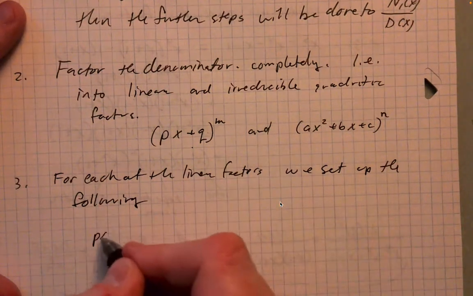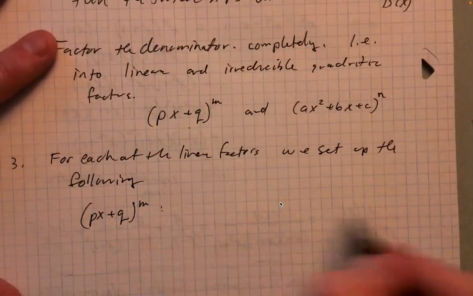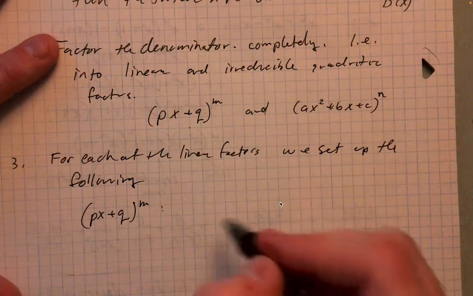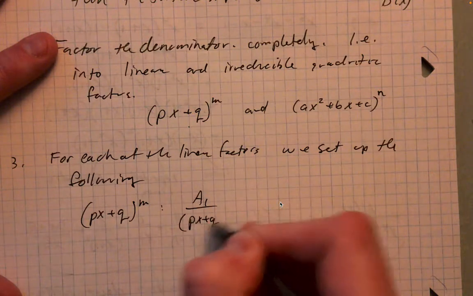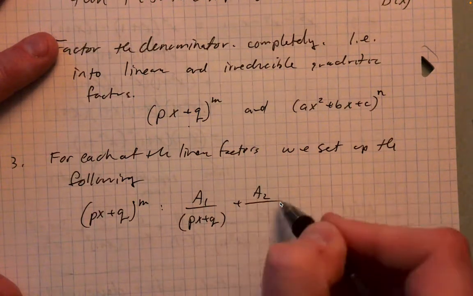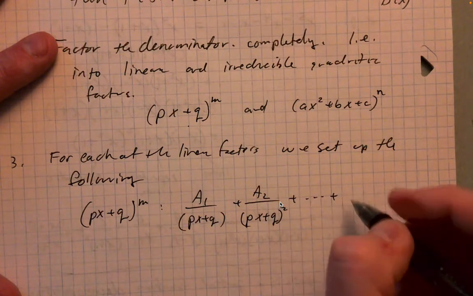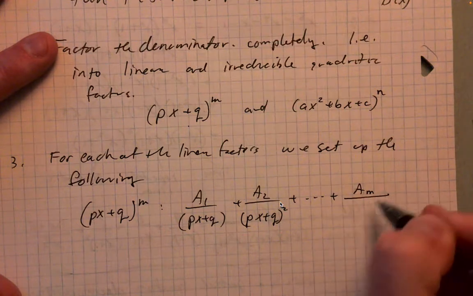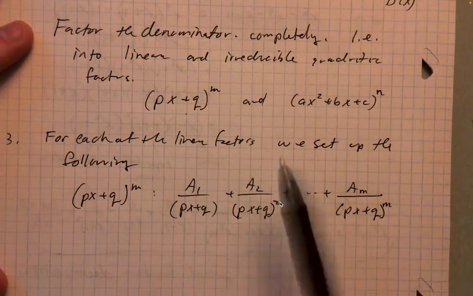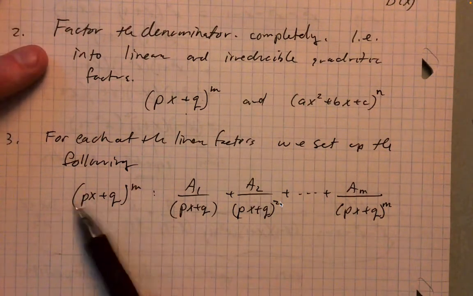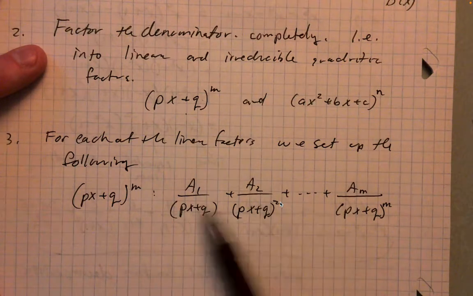Right, so if I have px plus q to the m power, then I'm going to set this up as the sum of partial fractions. It'll look like this: a1 over px plus q to the first power, plus a2 over px plus q to the second power, plus dot dot dot, plus am over px plus q to the m power. So basically, however many times the factor is repeated, I'm going to require that many terms in the sum of partial fractions.